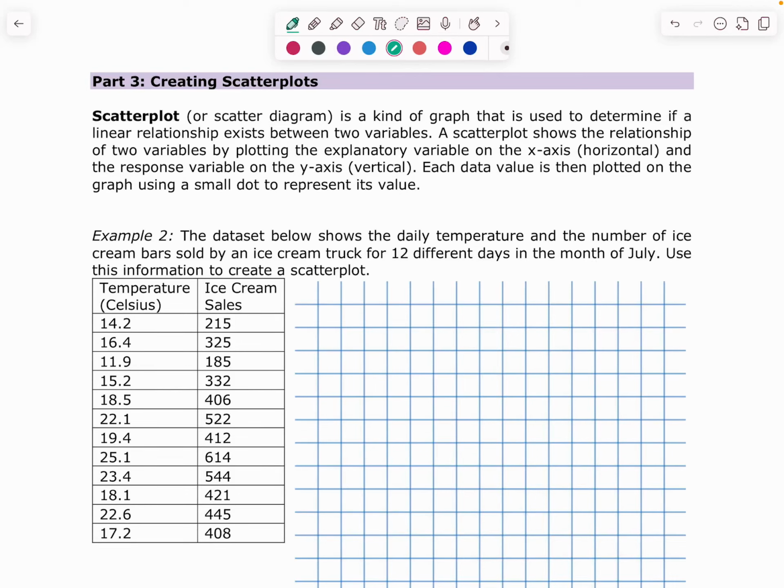Now that we know what to look for in a scatter plot, let's go ahead and make one. Scatter plots are the graphs we use to determine if there's a linear relationship between our variables. The scatter plot shows the relationship by plotting the explanatory variable on the x-axis, the horizontal axis, and the response variable on the y-axis, the vertical axis. Each data point is plotted using a small dot to represent its value.